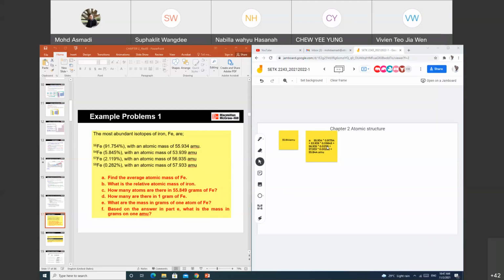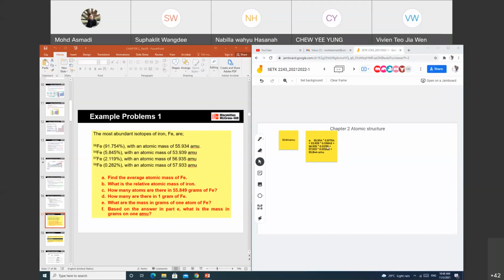How many atoms in 55.849 gram of ferrum or iron? So it's the same, right? Same, relative to the carbon. It should be 6.023 times 10 to the power 23. Okay, it's roughly 6.022 times 10 to the power 23.